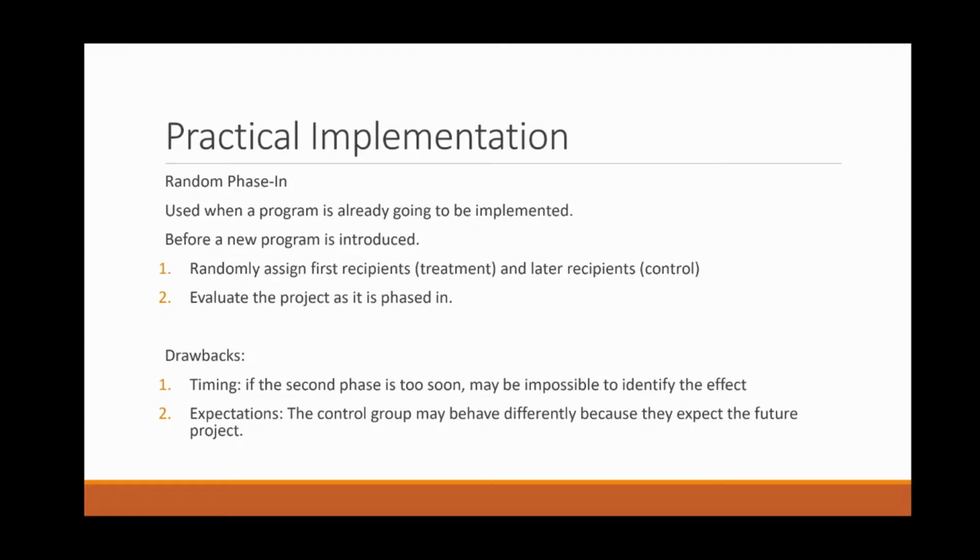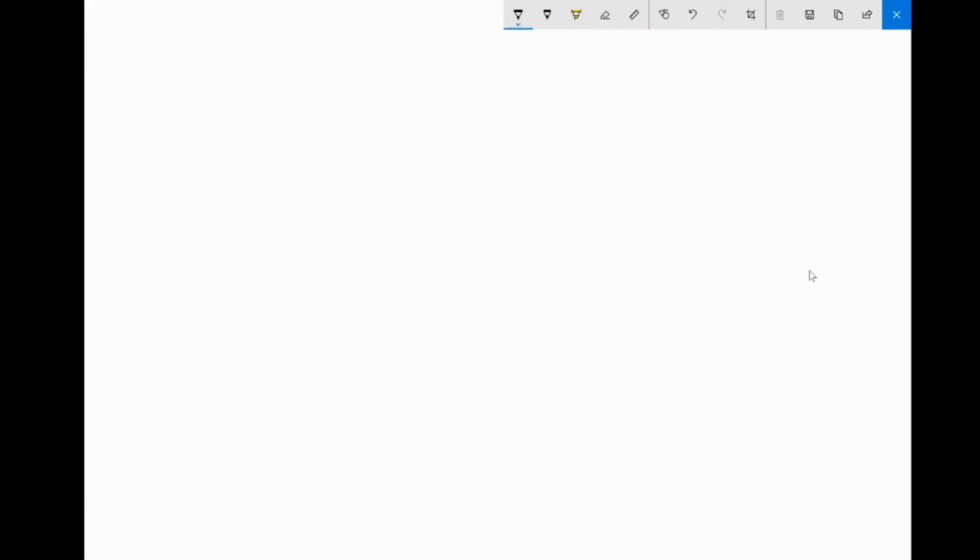But here's the problem. That intervention needs time to take effect. It needs time to influence farmers' behavior and their outcomes. If the second phase comes into place too soon after the first, there's not going to be enough time for the first phase to have an impact that we would be able to measure. So let me illustrate this problem.